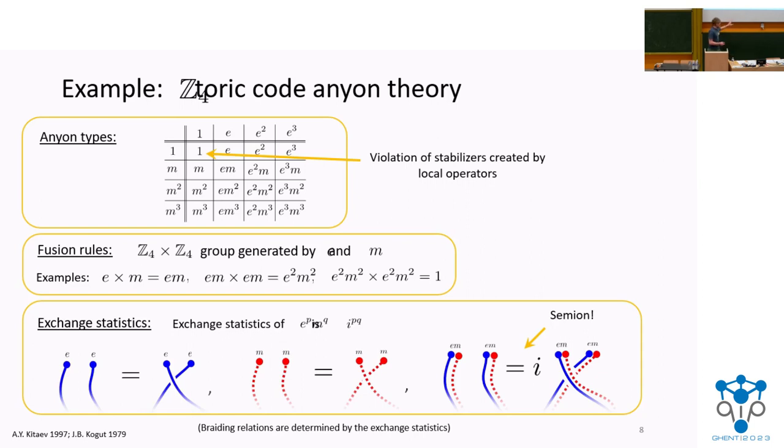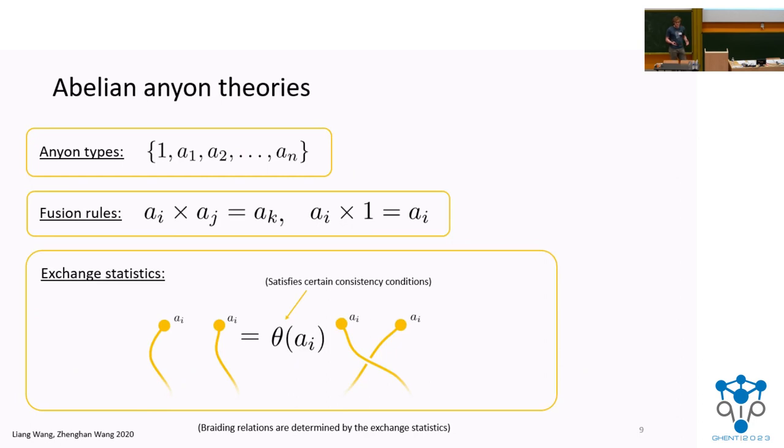So this is the anyon theory of the Z4 toric code. More generally, an anyon theory is defined by these three pieces of data. It's defined by the types of anyons, their fusion rules, and their exchange statistics. This is the quantized data that we'll use to characterize Pauli topological codes. It turns out this data is invariant under any finite depth or constant depth quantum circuit.